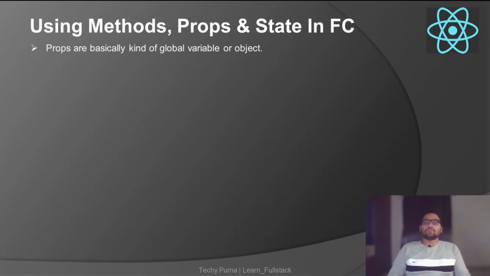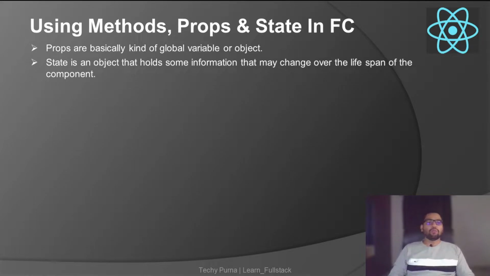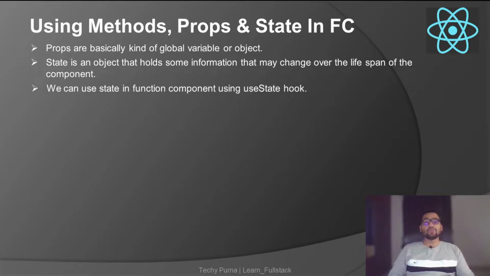So, using methods, props, and state in function component, right? Props are, as we already discussed, the way that we can pass data from the parent component to the child component. These are properties. And state is something which holds the data for the lifespan of the component. And we can achieve this state kind of behavior using the useState hook, basically.